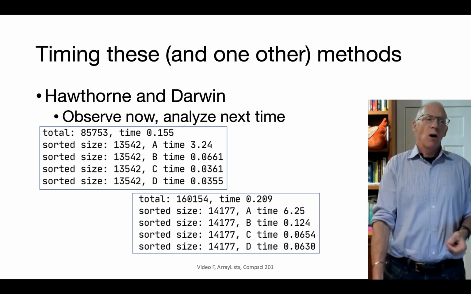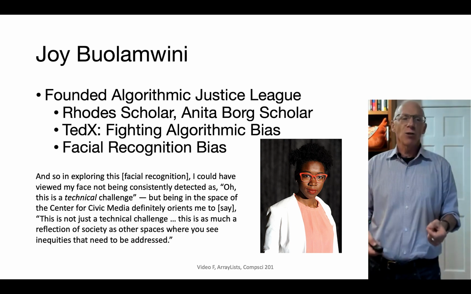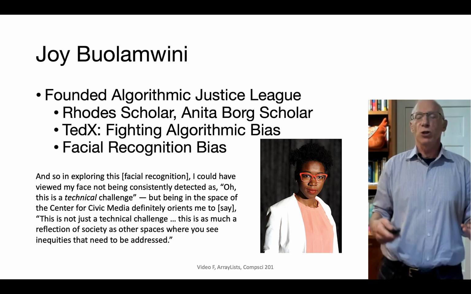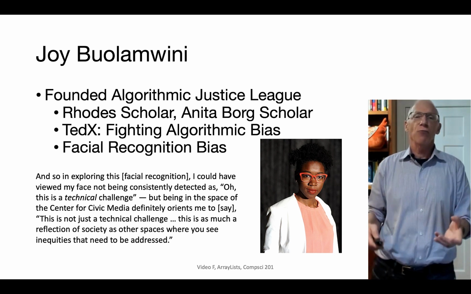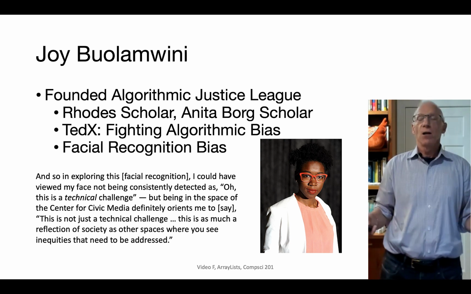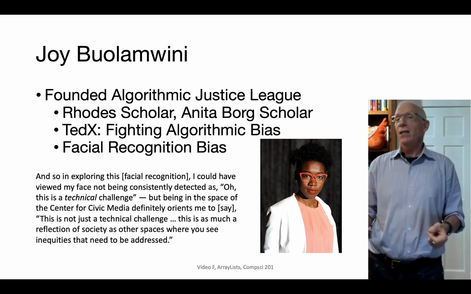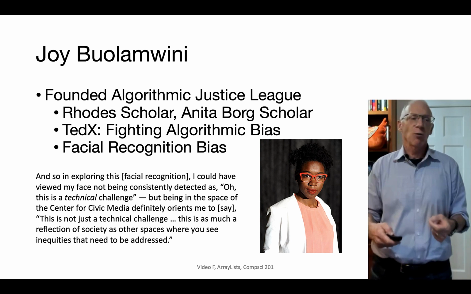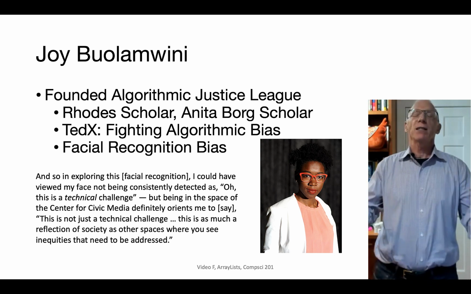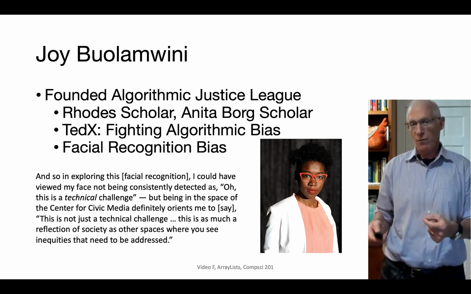Before we go there, though, I want to look at Joy Buolamwini, who is the founder of the Algorithmic Justice League. This is a group of scientists and policymakers that strive to ensure that algorithms are fair and free from bias. Algorithmic Justice League is a great name. Joy Buolamwini was a Rhodes Scholar, an Anita Borg Scholar. She has a great TEDx talk on fighting algorithmic bias. In particular, she started with facial recognition bias, but that's now been expanded to many different algorithms, especially in the area of machine learning and artificial intelligence.